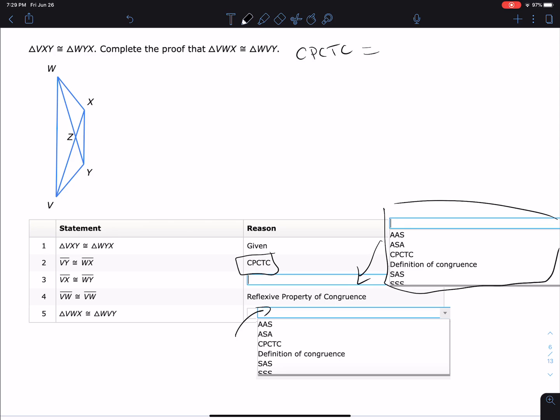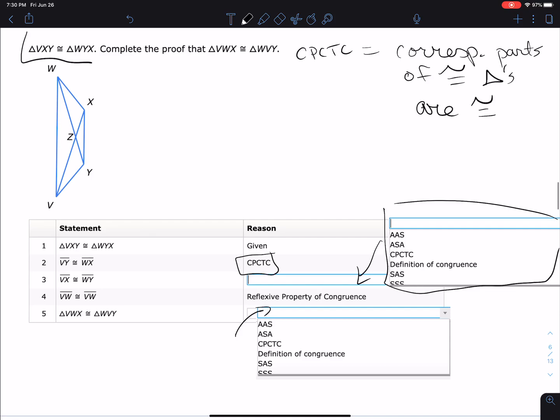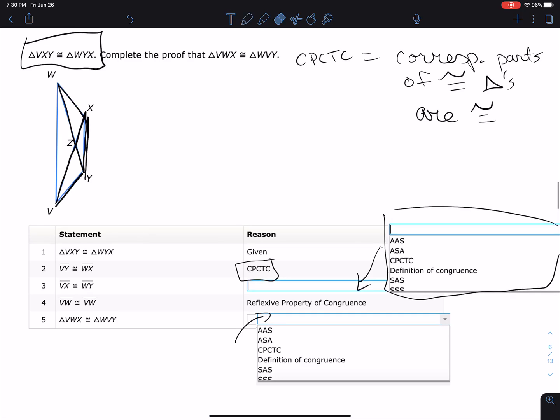CPCTC stands for corresponding parts of congruent triangles are congruent. Okay, so what does that mean? That is a mouthful. Yes, it's CPCTC. It's a very common term. What that means is when you have two triangles congruent to each other, so are their parts. So, for example, VXY is congruent to WYX. So what that means is those two triangles are congruent, so are their parts.